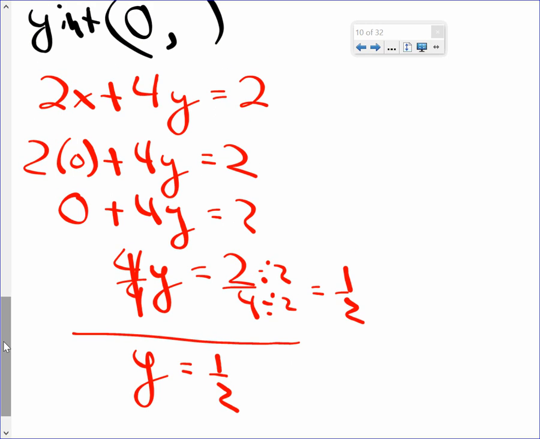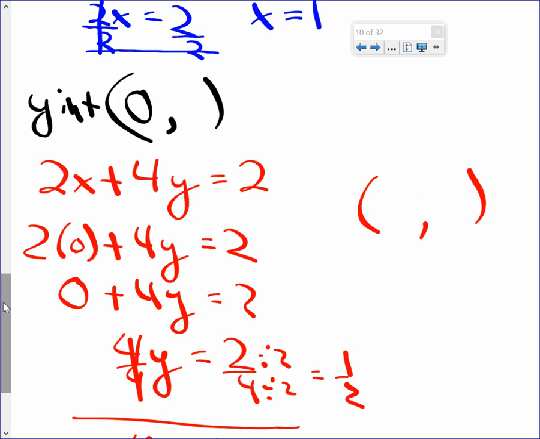What are the coordinates of the puppy, Valdez? What are the coordinates? Oh, here they are. 0 and 1/2. So let's plot that puppy. 0, 1/2. So we can graph fractions.